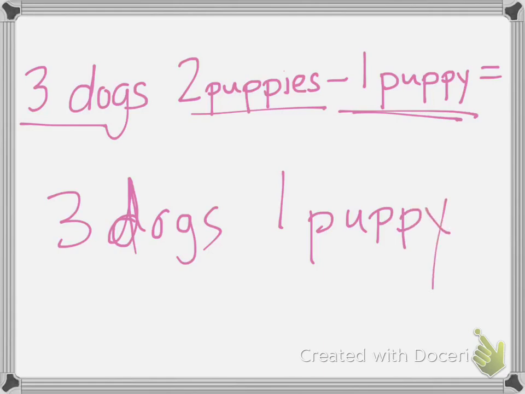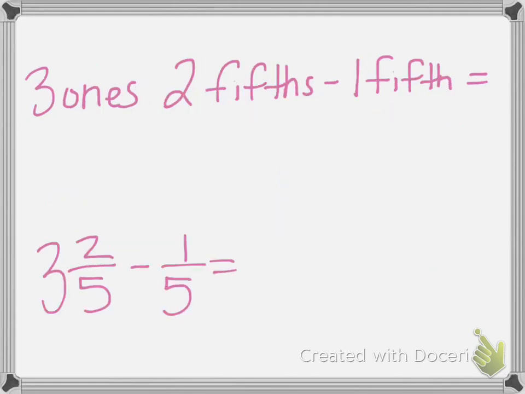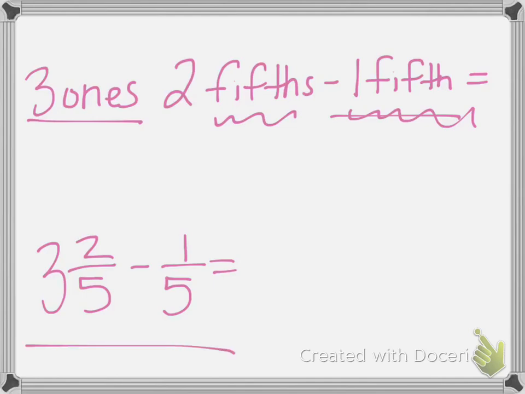Well, let's relate it to numbers now. What if I had 3 ones, 2 fifths, and I want to take 1/5 away? So again, I have my ones. I'm not taking any ones away, but I do have my fifths and fifths. So what would that look like if I actually wrote it down with numbers instead of in unit form? Well, look down here. 3 ones, 2 fifths, minus my 1/5. So I have 3 ones, or 3 wholes as we like to say.